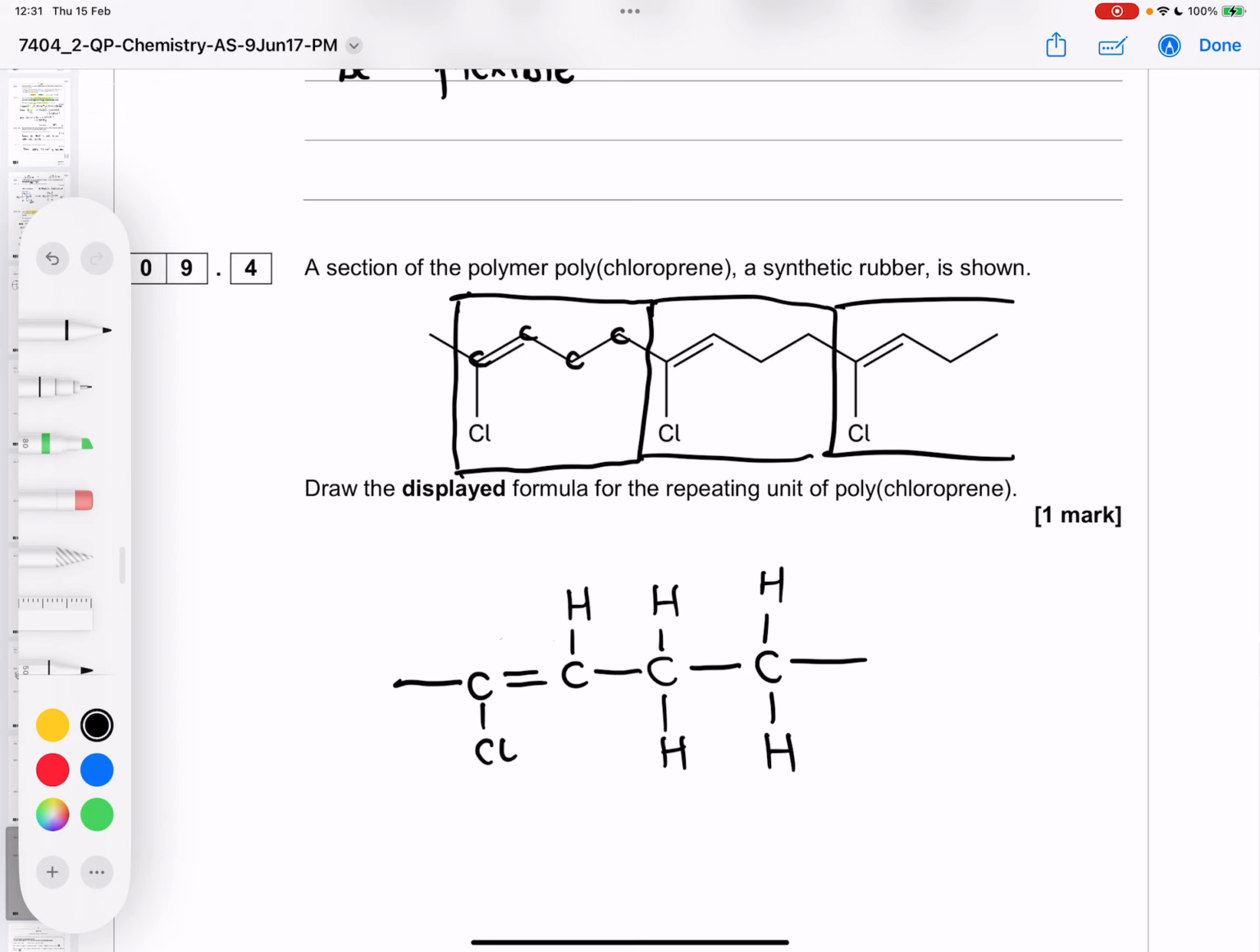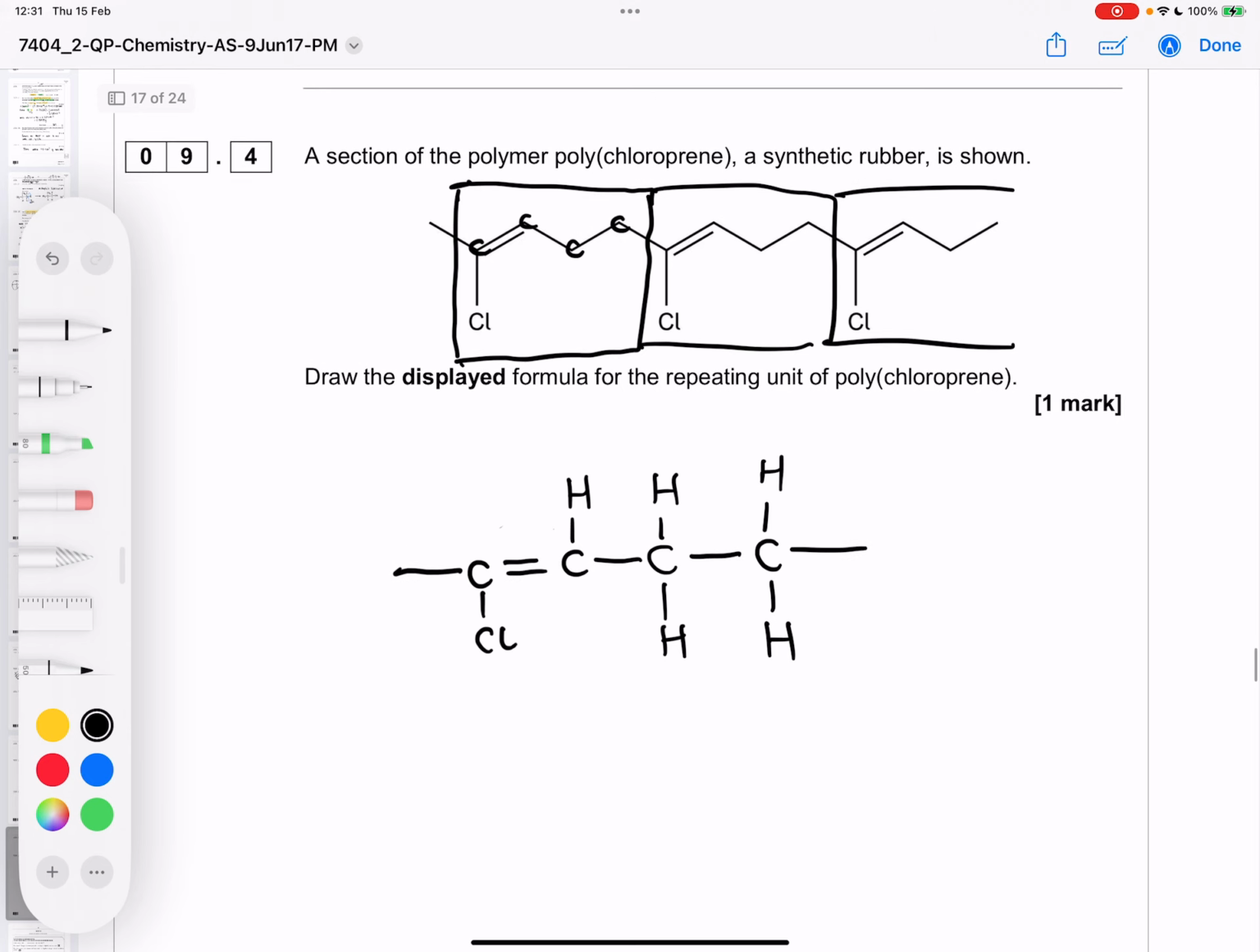So did you draw a structure? Now you could start in a different position, so as long as you repeat yourself, you could have your boxes drawn slightly differently. Did you get 4 C's where there's a double bond between the one with the Cl and the one with a single H, and then there's 2 CH2s?